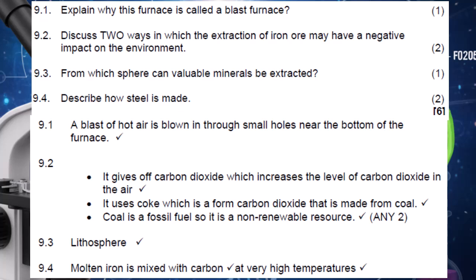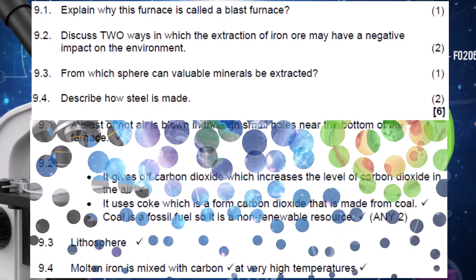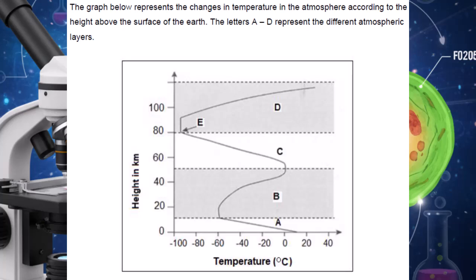Okay, final stretch. We're looking up now. Q10 is about the layers of the atmosphere, using a graph showing temperature versus altitude. Q10.1 asks us to name layers A and C. Layer A is the lowest one. That's where we live, where weather happens. That's the troposphere. Correct. And layer C is above layer B.